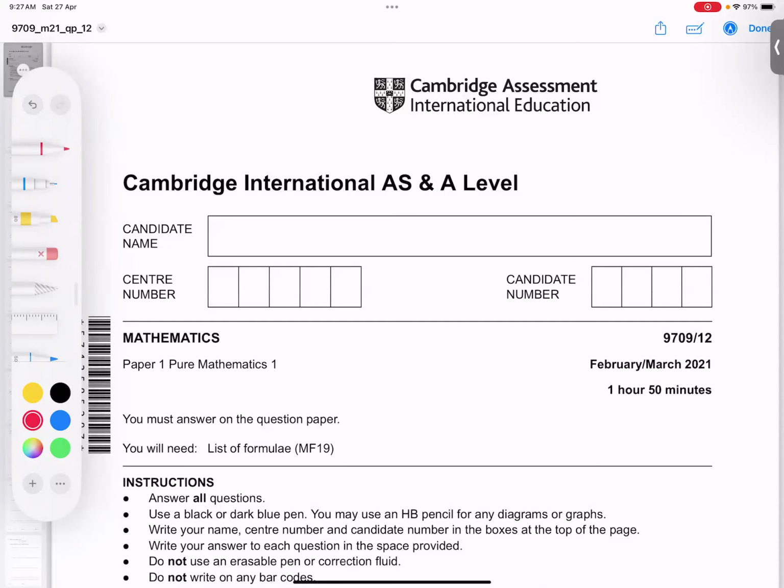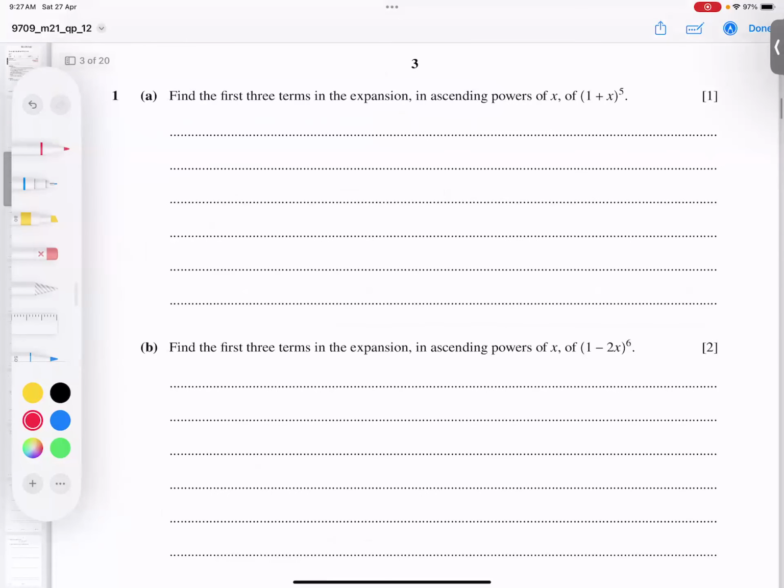Welcome back. This is the February-March 2021 paper, second variant, Pure Mathematics Complete Paper 1. So let's start. Question number 1, first 3 terms we need. So what is the basic formula?